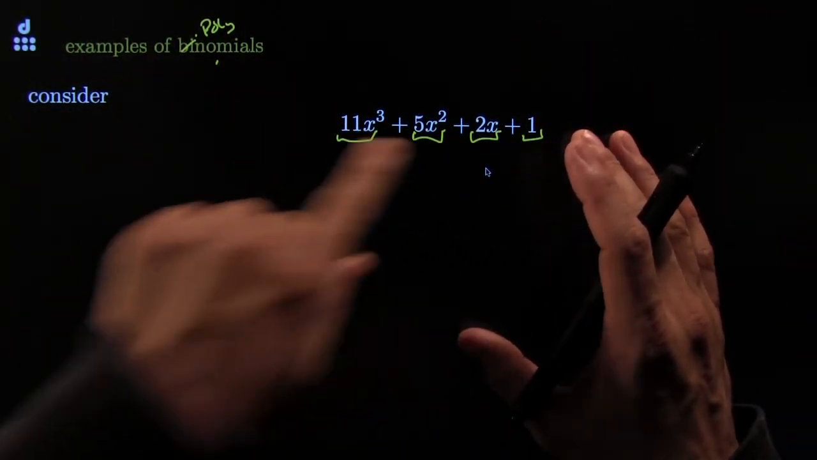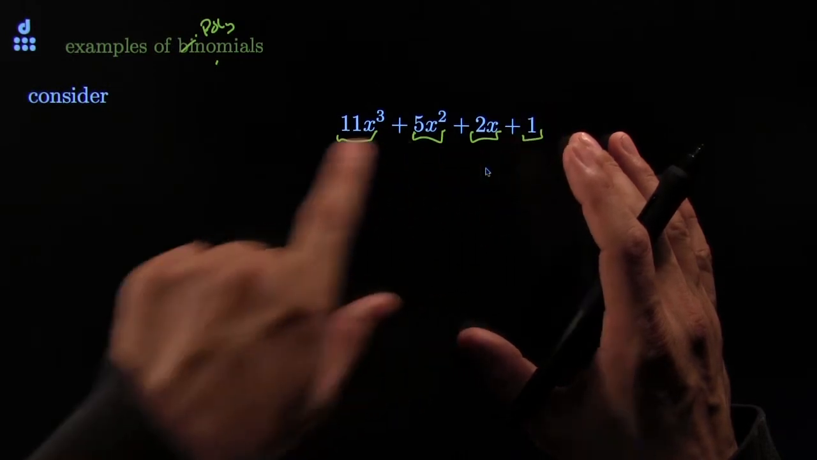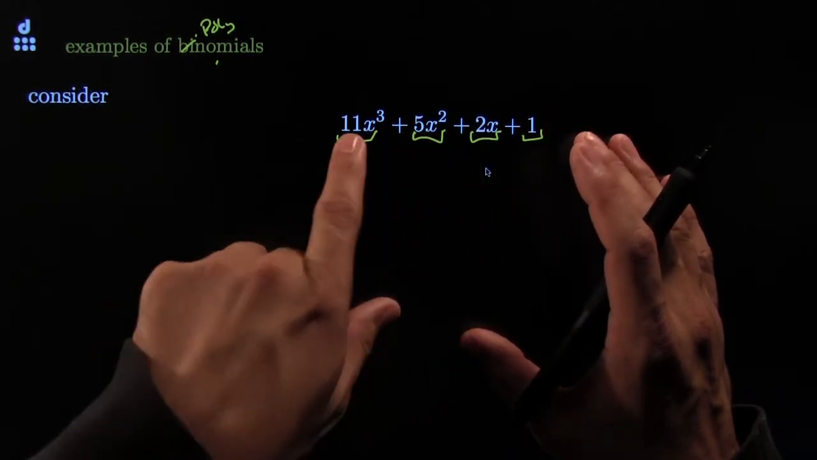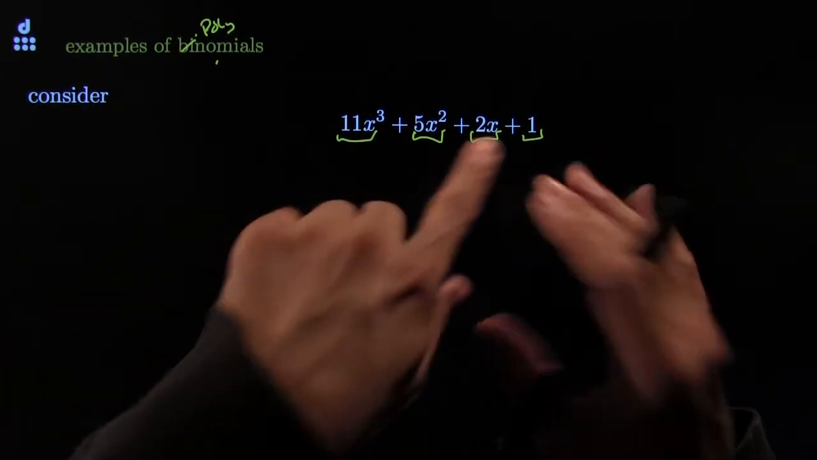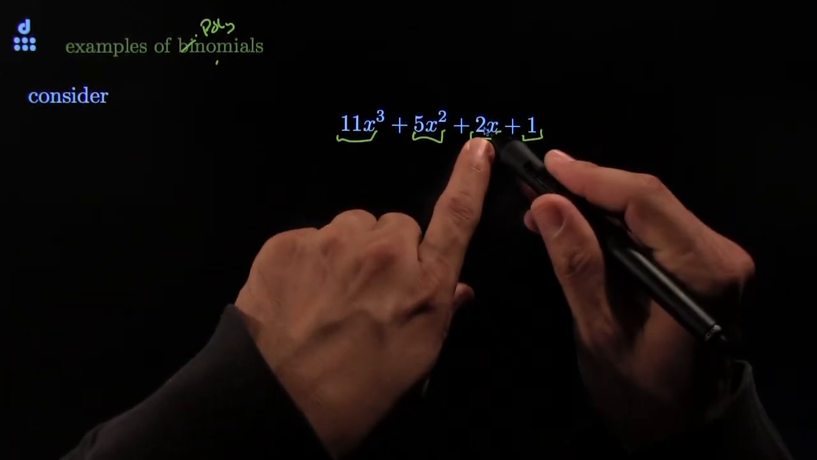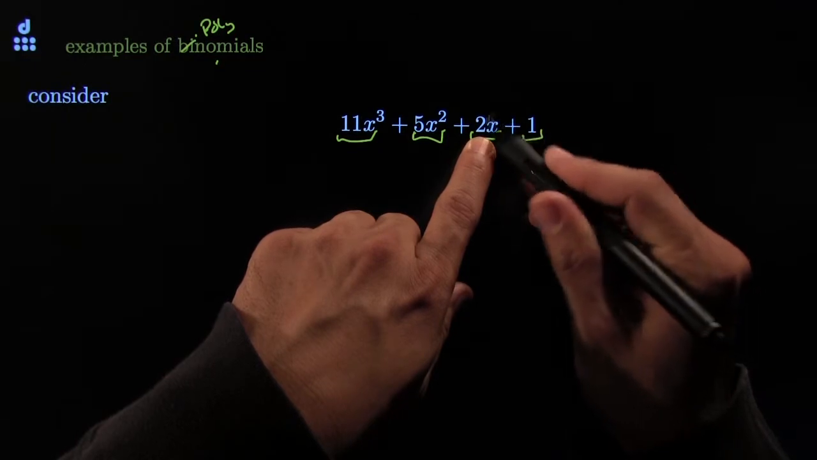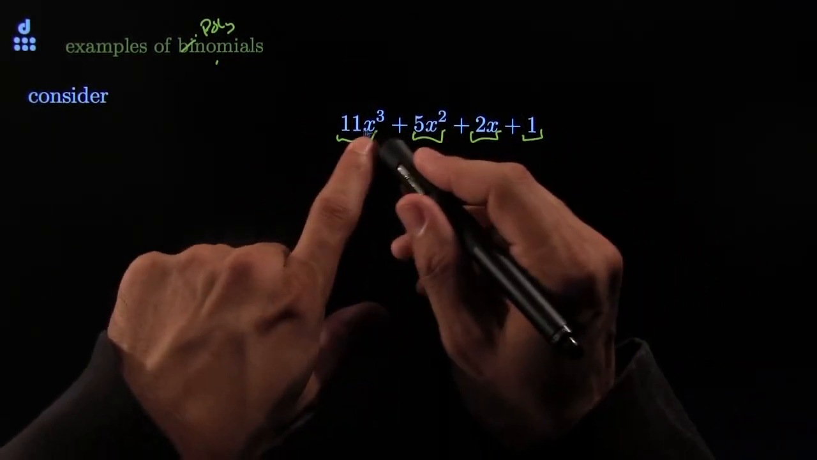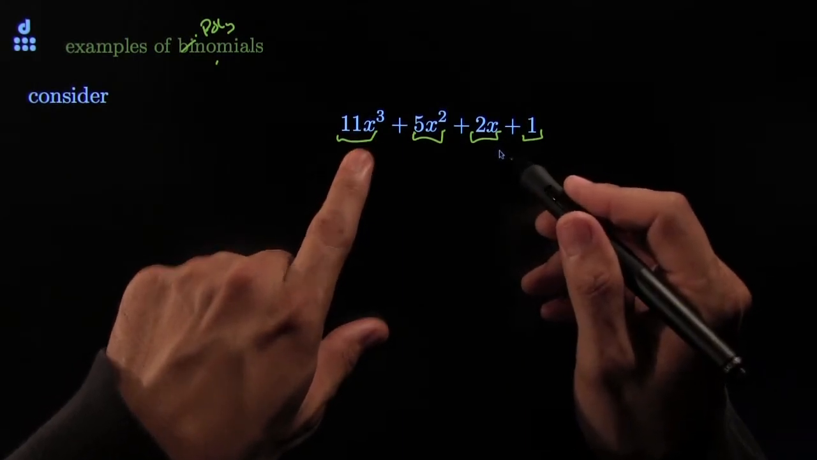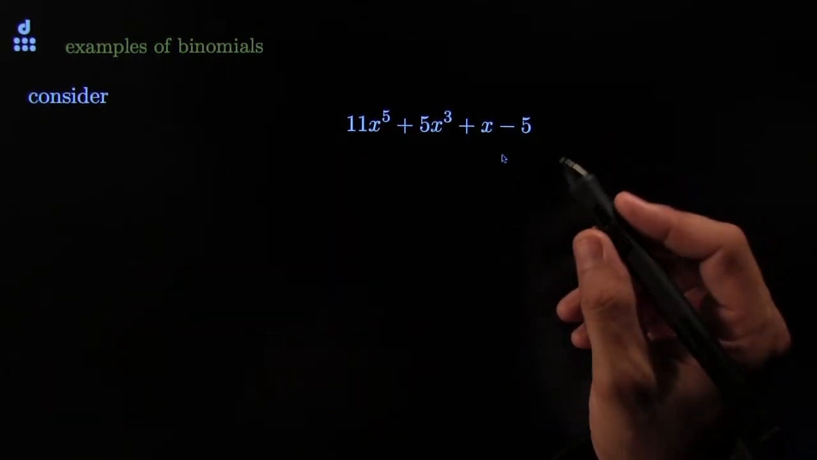So this is a perfect example of a polynomial, and we would look for the degrees here. Degree 0, degree 1, degree 2, degree 3. So the whole thing is degree 3. This is a degree 3 polynomial. 1 is a constant term. 2 is the degree 1 coefficient. 5 is the degree 2 coefficient. 11 is the degree 3 coefficient. Okay? Just some jargon here.